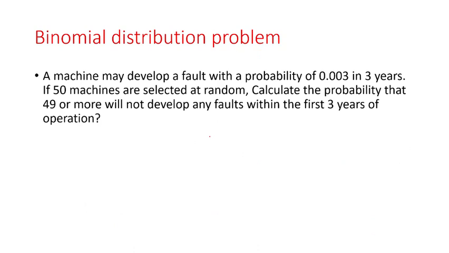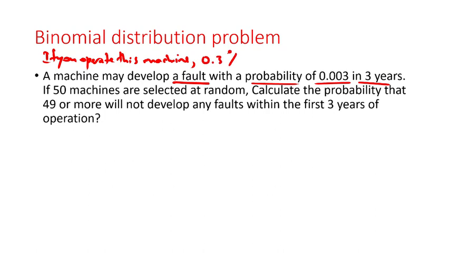Okay, so there is an example here. It says that we have a machine that may develop a fault with a probability of 0.003 in 3 years. So what it means is that if you operate this machine, there is a 0.3% chance that it will fail in 3 years. It's like your car may fail in 3 years with a chance of 0.3%.